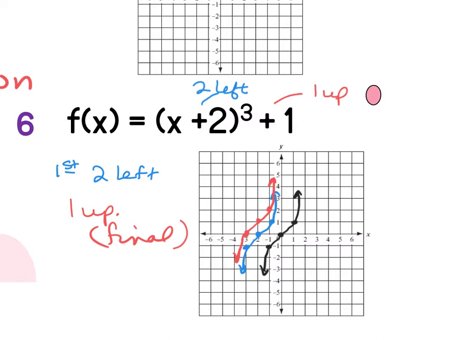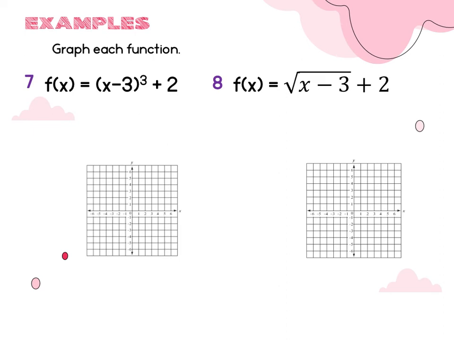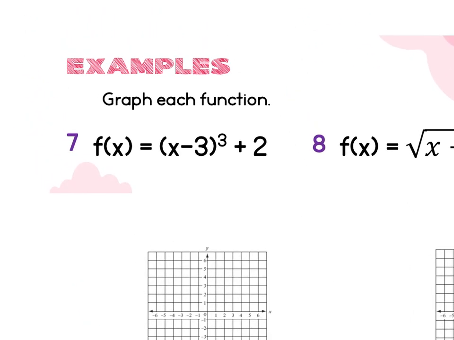If you wanted to just do it 2 left and 1 up from the black to the red and do it in 1 graph, that's fine. And it's still the x cubed graph. In the parentheses, this is going to tell me that I'm moving it 3 units right. And the +2 tells me 2 up.